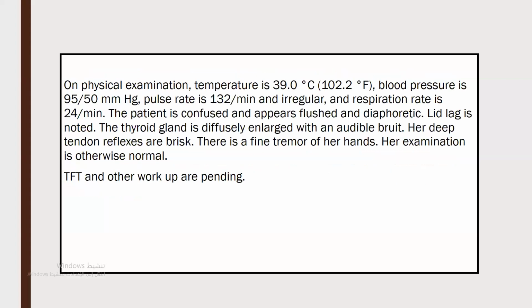On physical examination, she has fever, temperature is about 39 degrees centigrade, blood pressure is 95/50, as you see in the lower side. Pulse rate is 132 and irregular, respiration rate is 24 per minute. The patient is confused and appears flushed and diaphoretic. Lid lag is noted. The thyroid gland is diffusely enlarged with a bruit, audible. Her deep tendon reflexes are brisk. There is fine tremor of her hand. Examination is otherwise normal. Thyroid function test and other workup are pending.